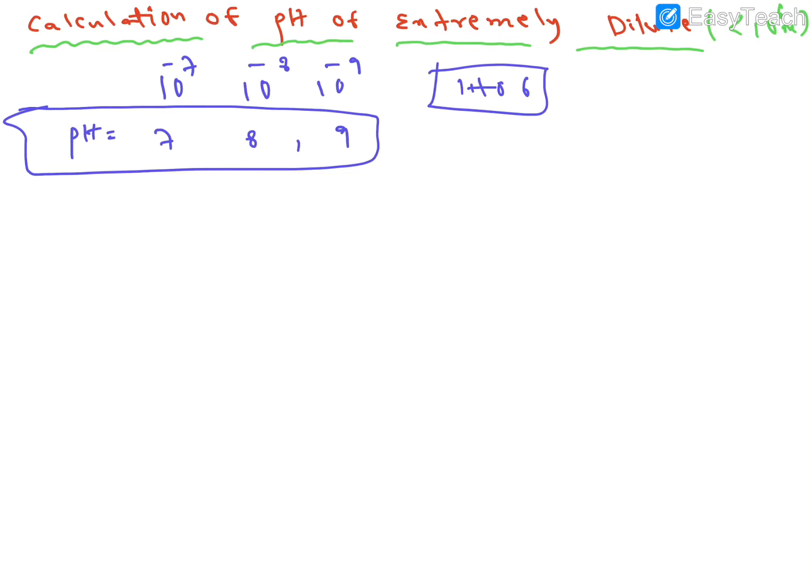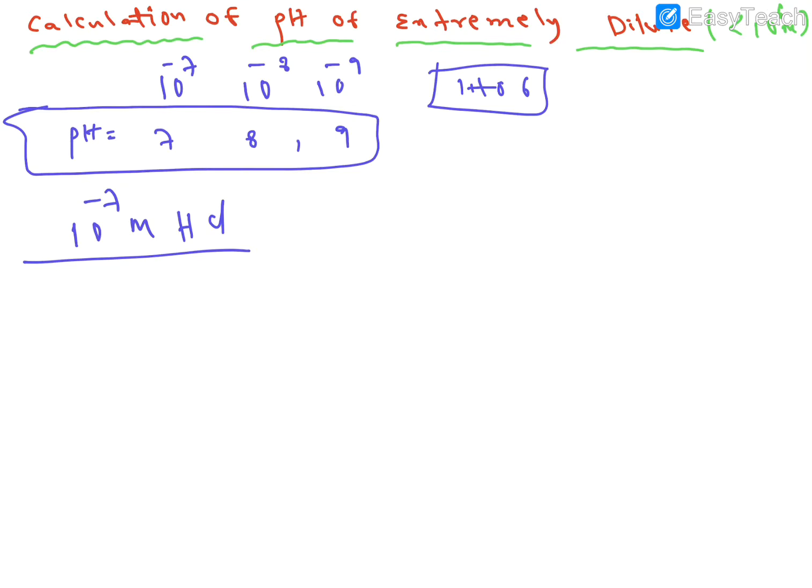So at this time the H plus concentration is very small. That is why we need a special calculation of pH for extremely dilute solutions. How can we calculate here? We take the total H plus, and from water also we want to take the H plus concentration. We will see one example here: 10 to the power of minus 7 molarity of HCl. So what is the pH of this solution?